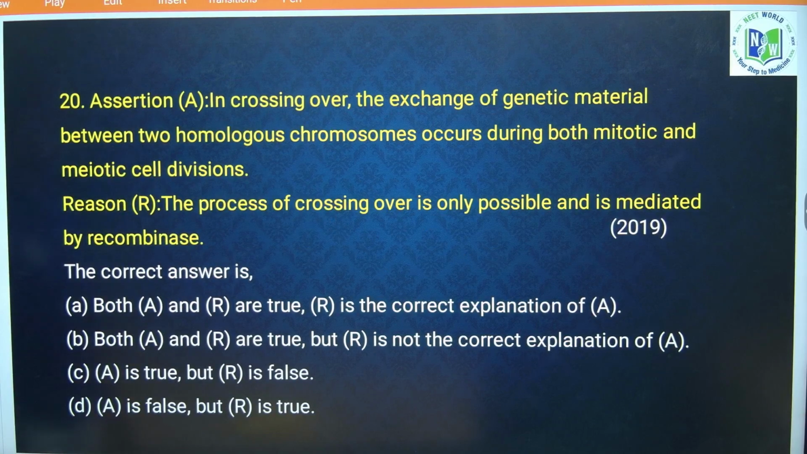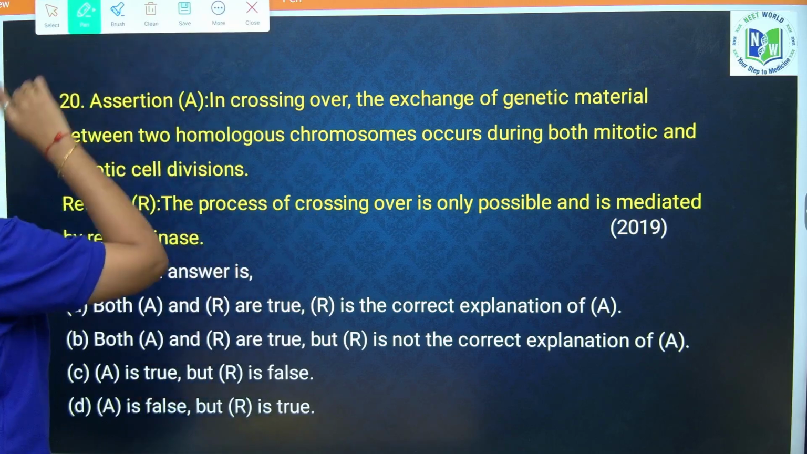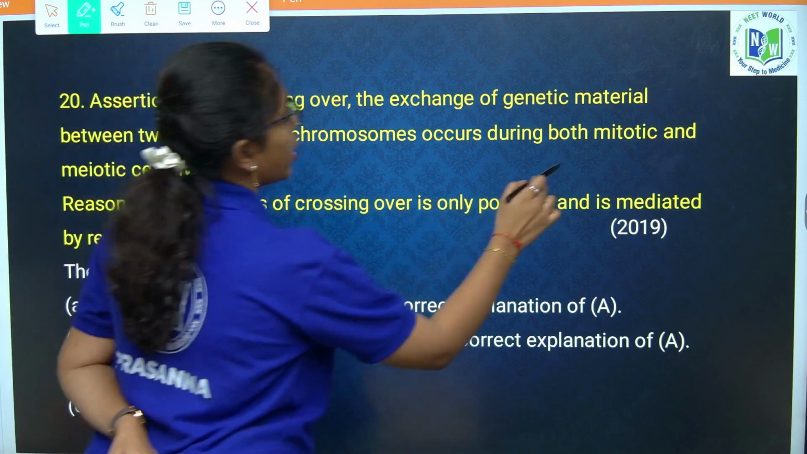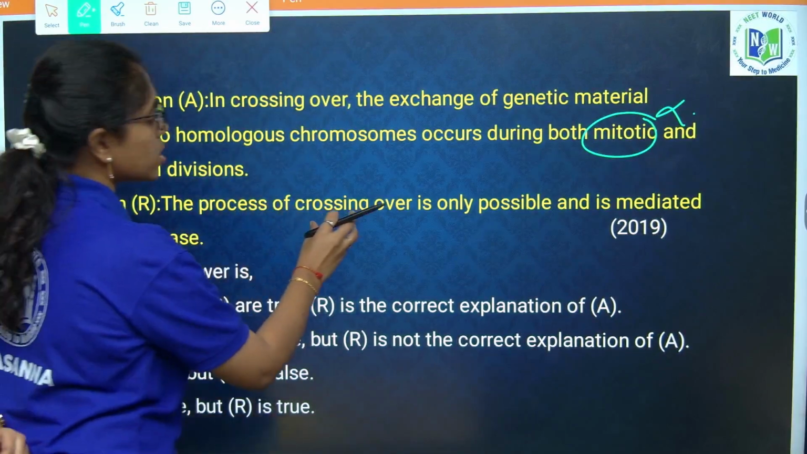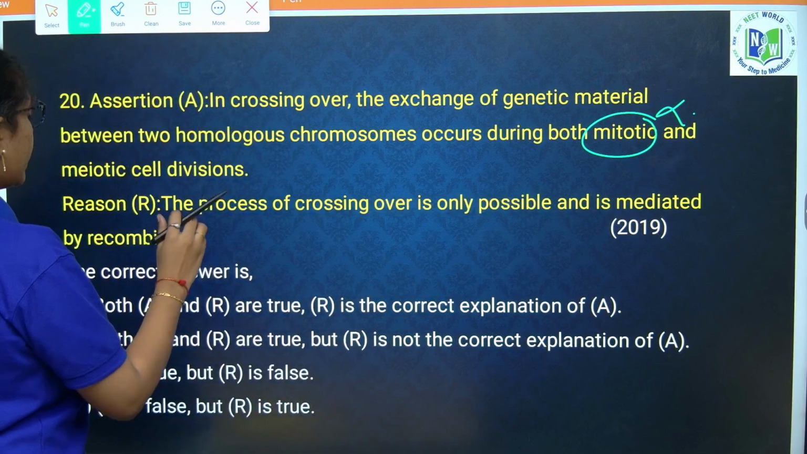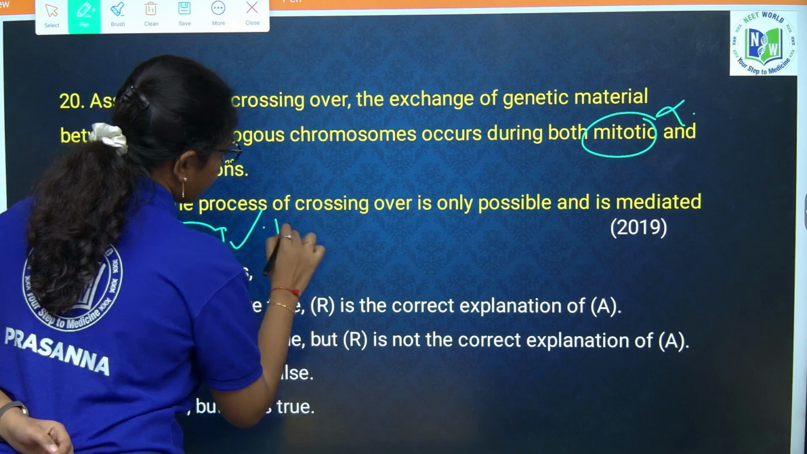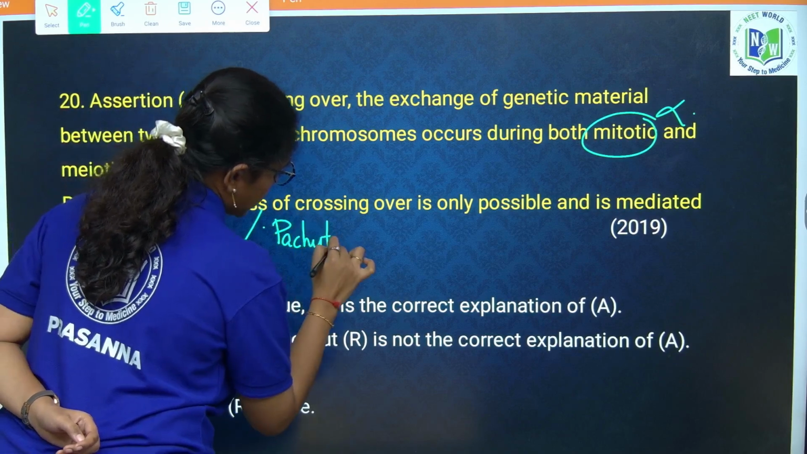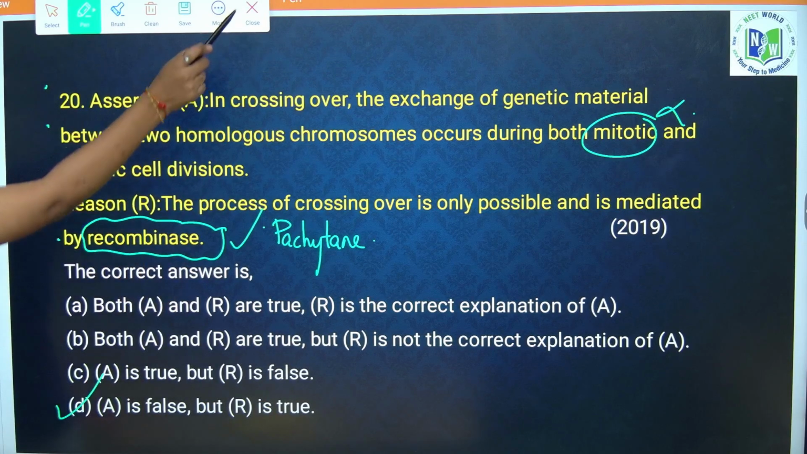Again, an assertion reason type question appeared in 2019. In crossing over, the exchange of genetic material between homologous chromosomes occurs both in mitosis and meiosis. No, recombination never occurs in mitosis. The reason: the process of crossing over is mediated by the recombinase enzyme. Yes, true. During pachytene, recombinase enzyme acts. Here the reason is true, assertion is false. Then what will be our answer? Reason is true, assertion is false means D. Next question.